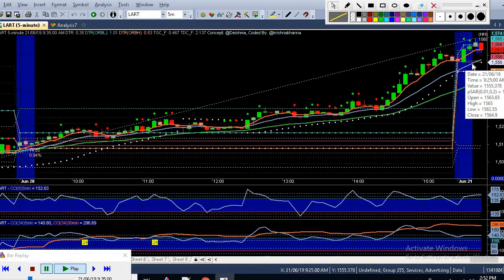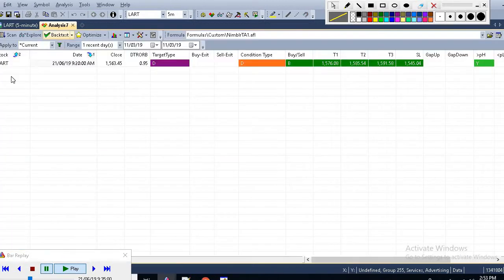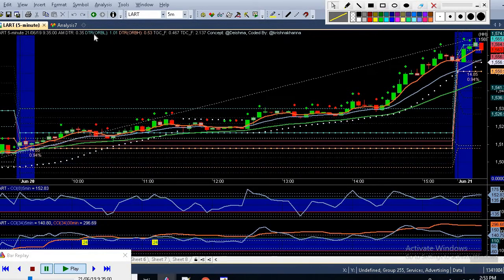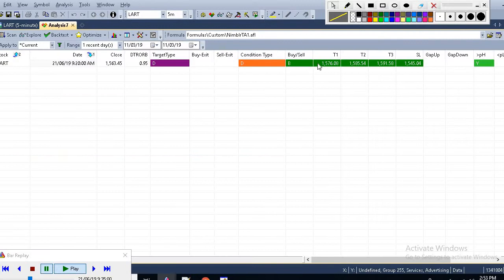So using the alerts is one thing. However, understanding the alerts and using them for the best advantage is altogether a different matter. So let's see over here. We got the alert. This was generated at 9:20, and the close price was 1563.8. The high price, this was an alert for a buy signal with target 1, target 2 and target 3 and the stop loss, right? So the alert was generated based on the strategy.